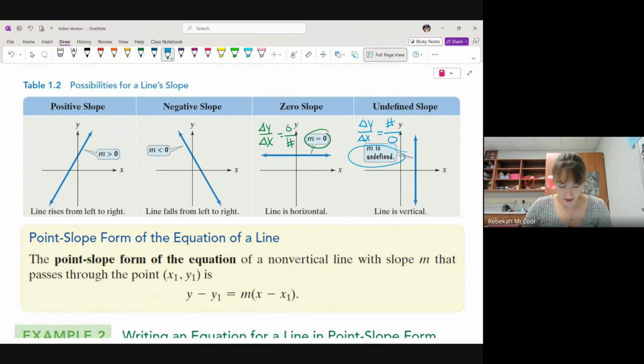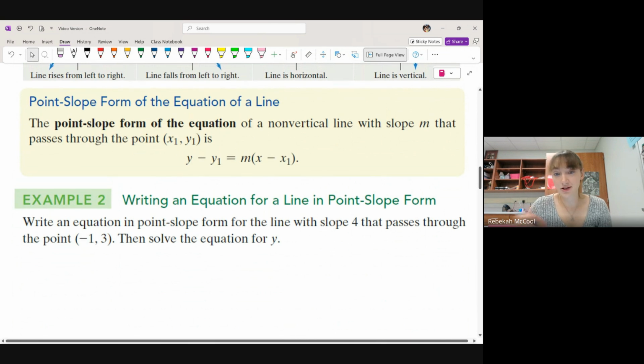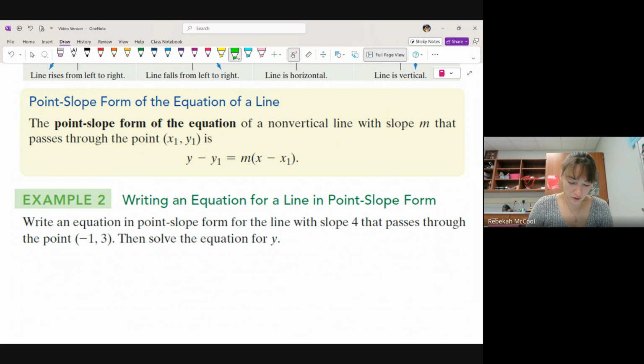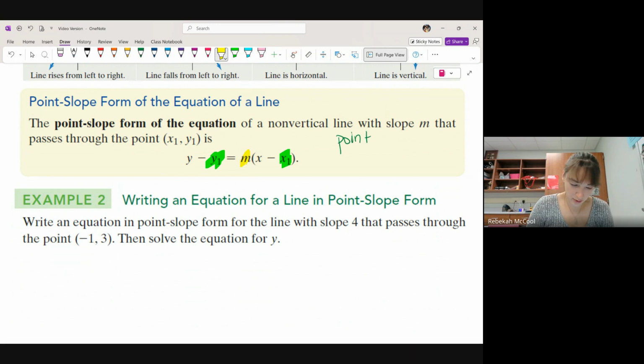Moving on to equations of lines. The first one to talk about is called the point slope form. The way we name these actually tells us what pieces of information the equation gives us. Point slope form is for a non-vertical line with slope m that passes through the point (x1, y1), and it looks like this: y minus y1 is equal to m times the quantity x minus x1. What does this have? This has a point, and it also has a slope. The naming tells us what information this equation has: it gives us a point and it gives us a slope.